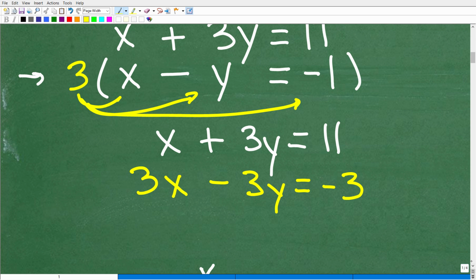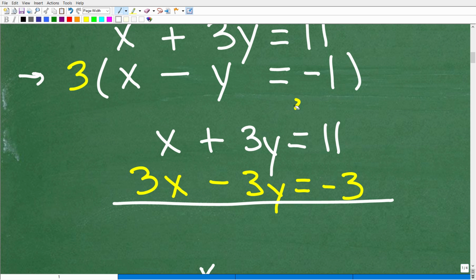All right, so now at this point, I'm going to combine these equations. Now I'm going to add down. So this is the linear combination. And remember, this is a linear combination elimination method. I'm eliminating a variable. So when I go x plus 3x, I'm going to have 4x. Plus 3y minus 3y is 0y. So I eliminated the y variable, and then 11 minus 3 is 8. So I have 4x is equal to 8.